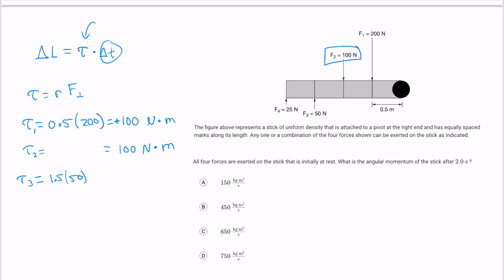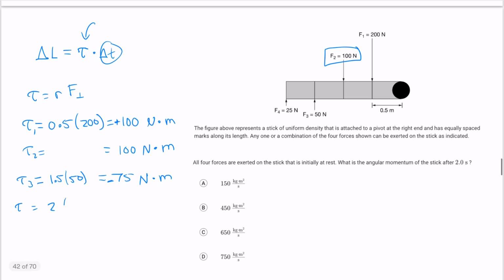Okay, so if we multiply 50 by 1.5, we get 75 Newton meters. And so we're going to call this negative, because it's in the opposite direction of 1 and 2. So then torque 3 is going to be equal to 2, because it's 2 meters away from the axis of rotation, times 25 newtons, which is going to be equal to 50, and that's negative 50 Newton meters.